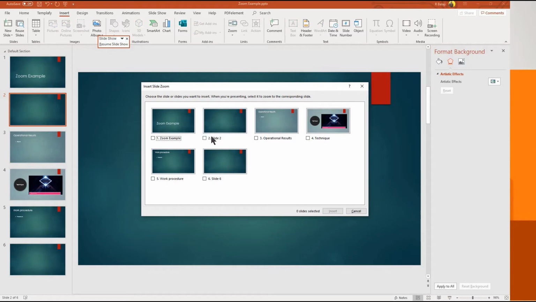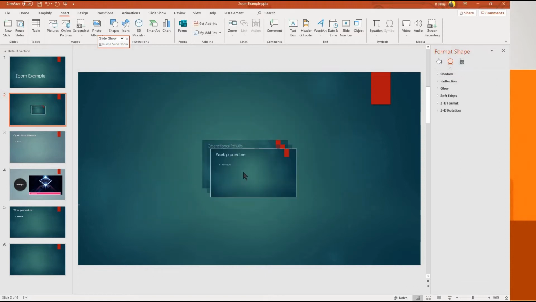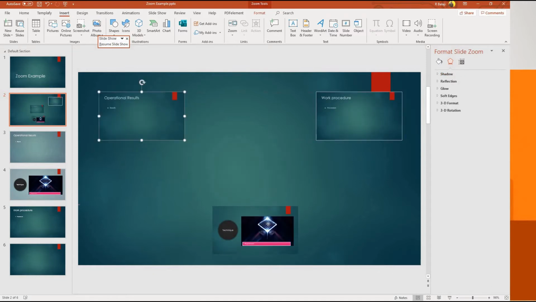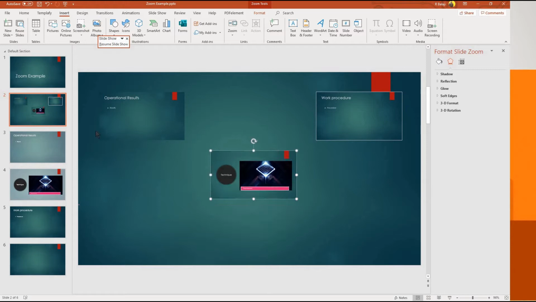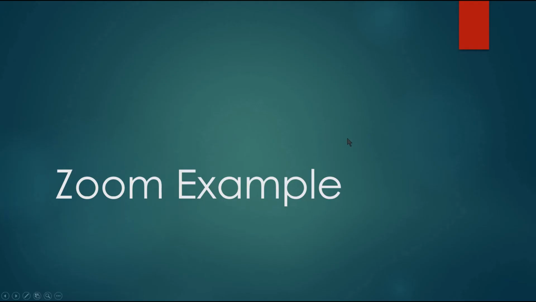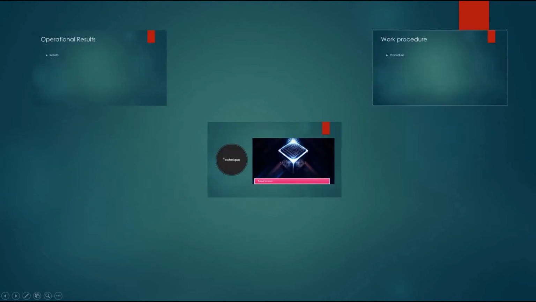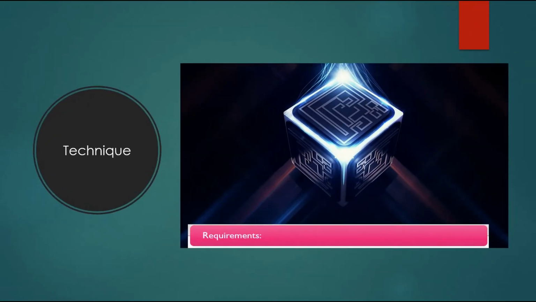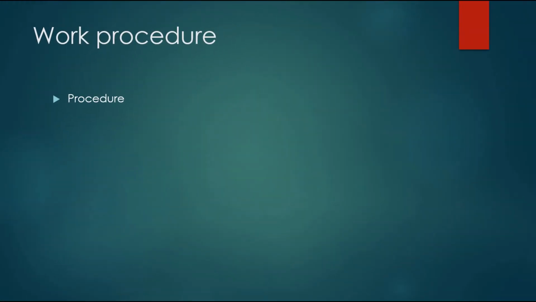Here it shows which slides you are supposed to zoom to. So I'm selecting 3, 4, 5, and insert. It will be inserted now. Where you want to place it, you can place it according to you. Now we can see how it is. This is the first slide. Now we can see, yeah, operation result is coming up, going back to the other, then the next one.